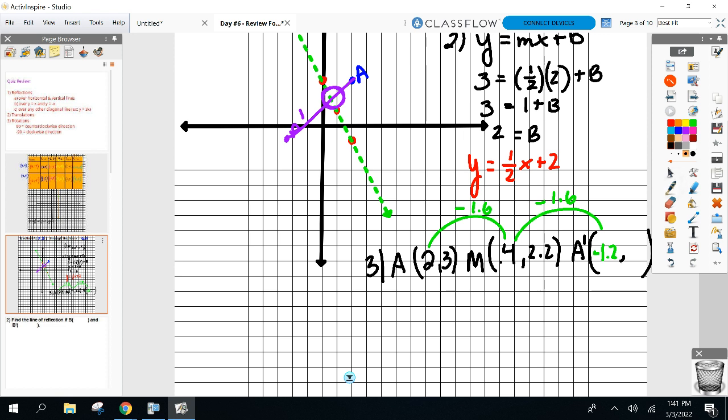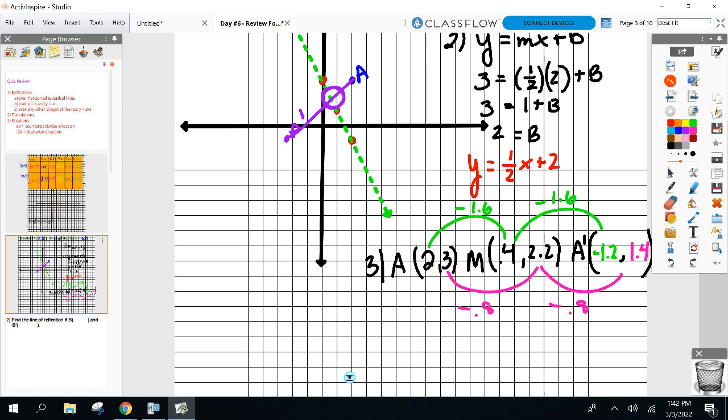Comma. Let's bounce on the y-axis. 3 to 2.2. We're going down. How many units? 0.8. Let's bounce 0.8 units down again. And we end up at 1.4, right? And there's A prime.